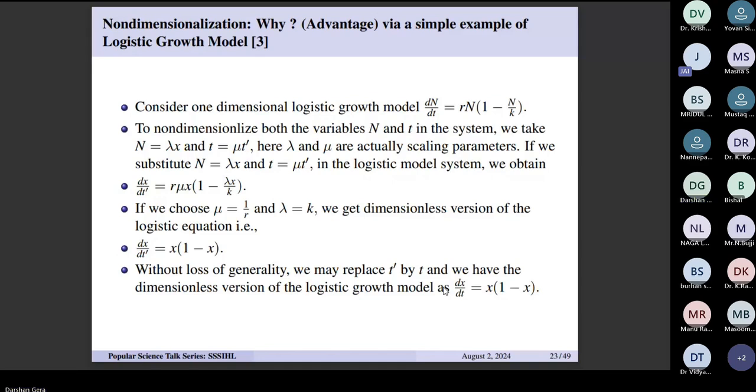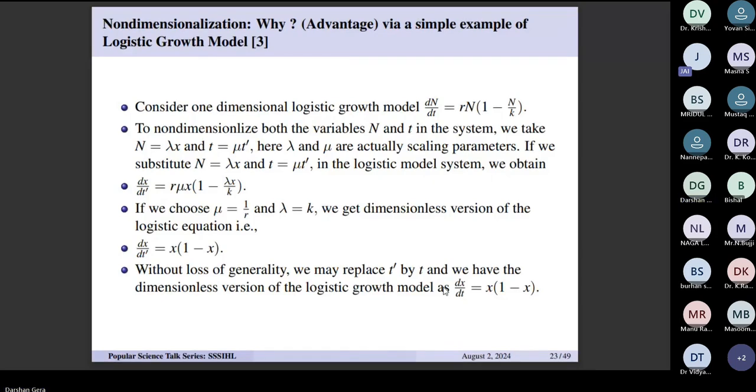So as the coefficient of x, there will be no parameter. We choose lambda equal to k as the coefficient of x in the bracket. There will be no parameter. So this will be the dimensionless version of the logistic equation. So dx/dt' will be x into (1 minus x). Now it has no dimension.